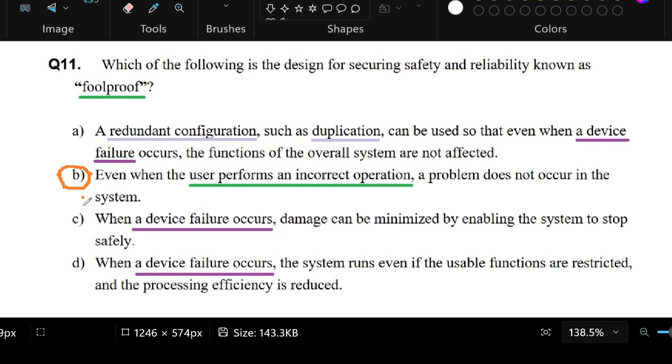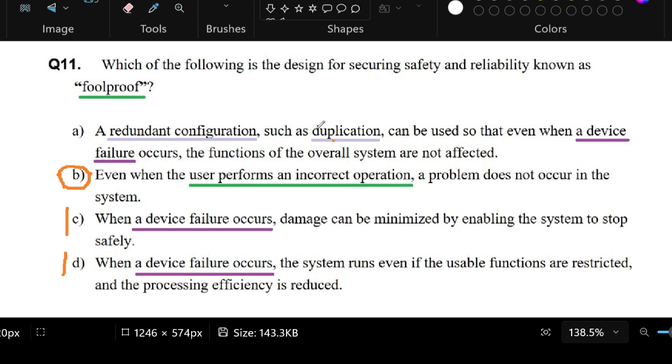although I did think about letters C and D in particular, but eventually I chose B, and we also want to know how I arrived with the answer. And I think the idea is that a user performs an incorrect operation, where the problem is not created in the system, even though the user makes a mistake, performs an incorrect operation.